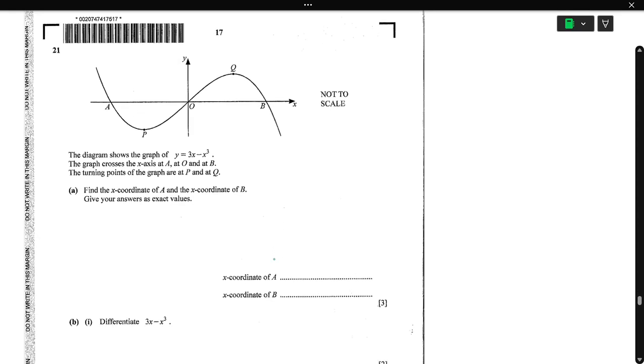Next, question number 21. The diagram shows the graph y equal to 3x minus x cube. The graph crosses the x-axis at A, O, and B, three places. The turning points of the graph are P and Q. First question, find the x coordinates of A and B. We just need to solve this equation.